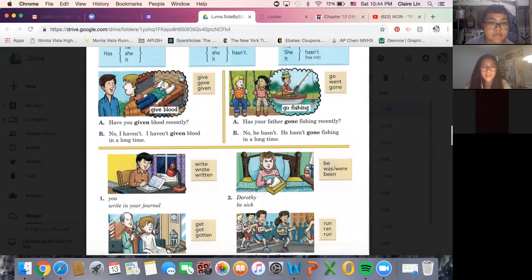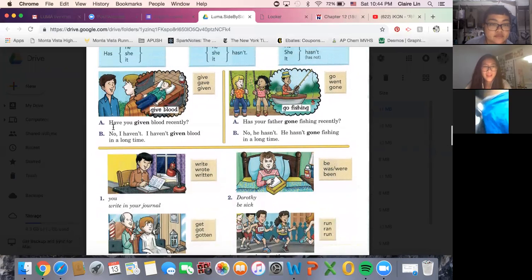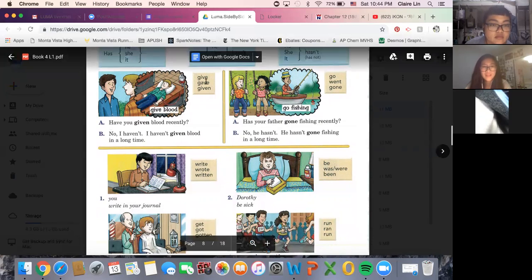Okay, so for example, this one, have you given blood recently? No, I haven't. I haven't given blood in a long time. And then if you wanted to use gave, you'd say, she gave blood recently. And then for gives, he gives blood.